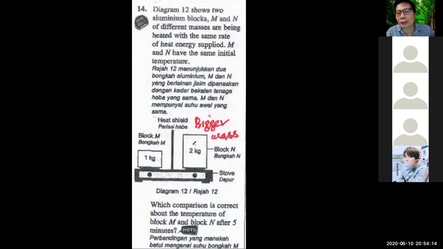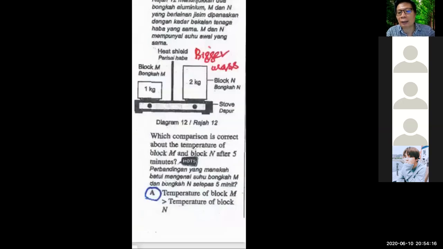So the answer is A, the temperature of block M is higher than the temperature of N. This one has smaller mass, so it can heat up faster. Just like when you boil water, when there is less water, you can boil faster. When you put more water inside the kettle, it boils slower, right? Mass is very important. Understand?